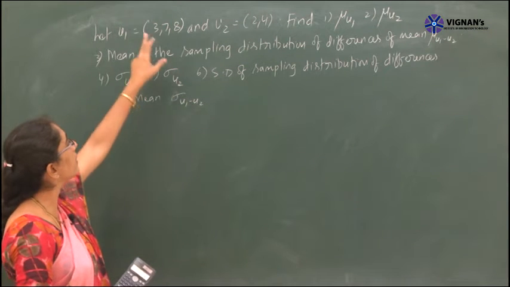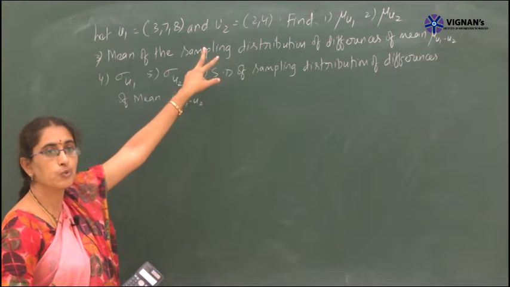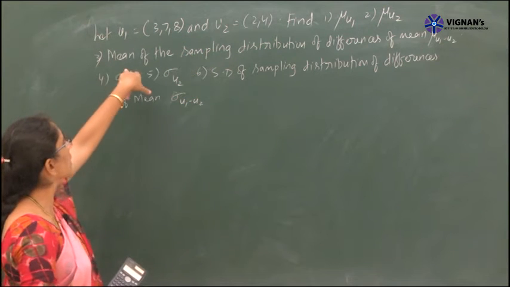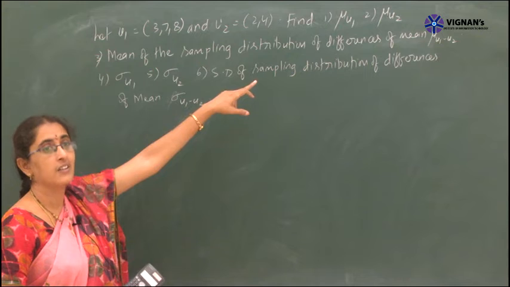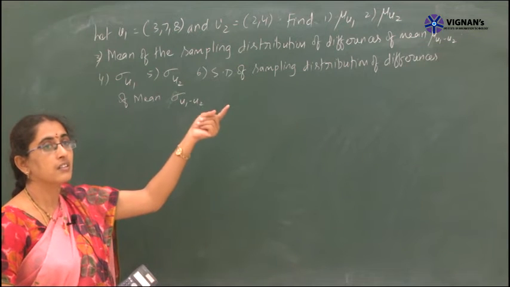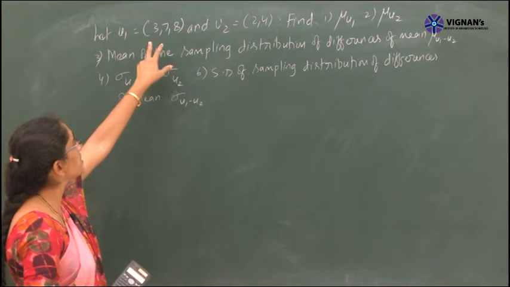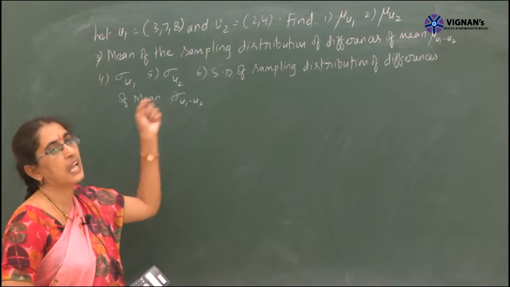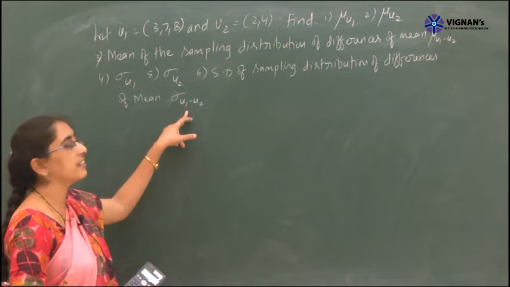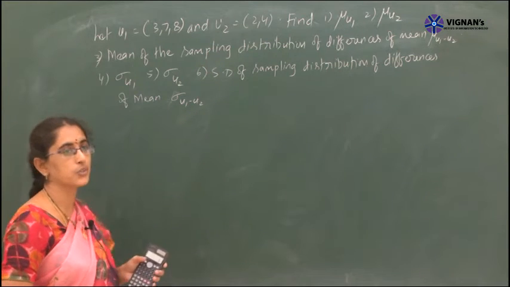Now if you combine the two samples, we can calculate the mean of the sampling distribution of differences of means. There we used sample means, here we are using differences. So we have to consider the difference of U1 and U2, and for that we have to find the mean and standard deviation: mu U1 minus U2 and sigma U1 minus U2.